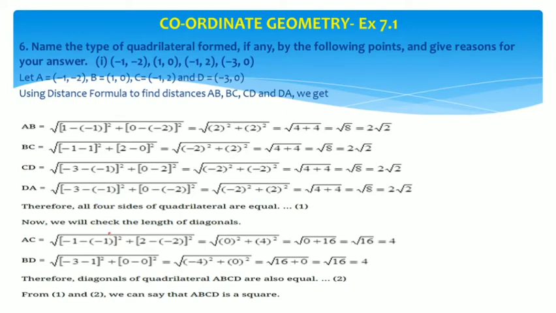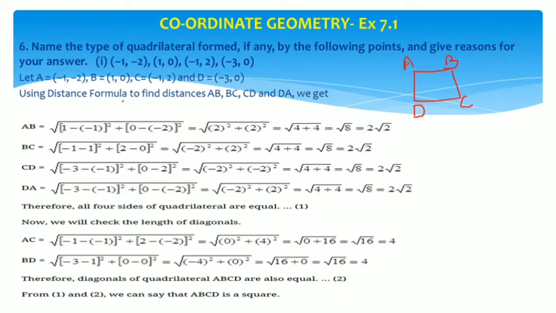Now suppose the first part of the question has the coordinates -1, -2; 1, 0; -1, 2; and -3, 0. Now we have assumed these points to be A, B, C and D. You can see this rough figure for a quadrilateral. This point we have taken as A, this as B, this as C and this as D. In the same way we have allotted the names to the coordinates.